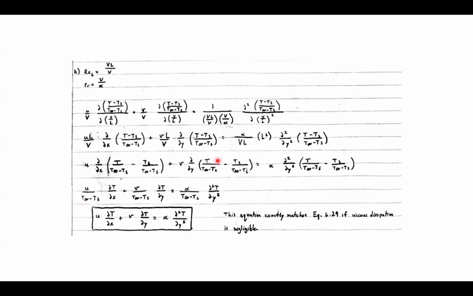And you can do something very similar with the temperature difference between the ambient and the surface temperature. And so when you do all that and go through some other simplifications, you can arrive at equation 6.29. As you can see, this is exactly the same, except it's missing the viscous dissipation term that's in 6.29, because we assumed that was negligible.